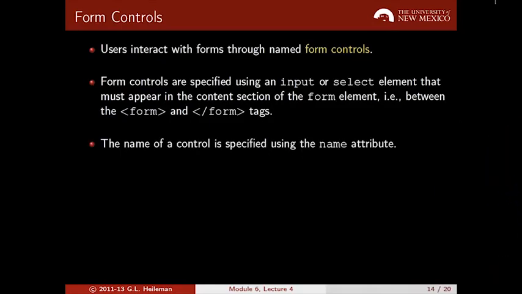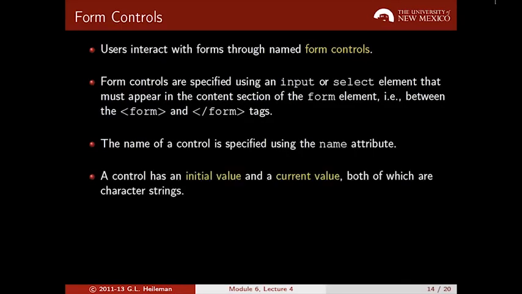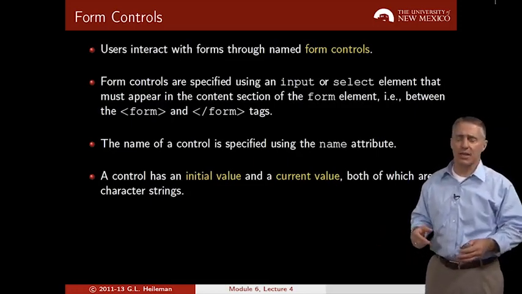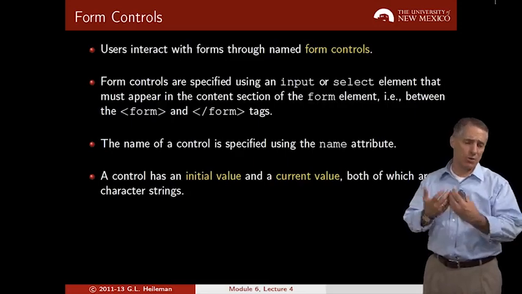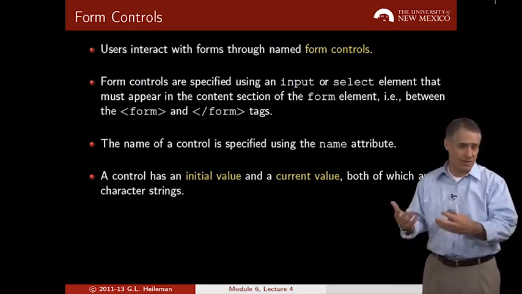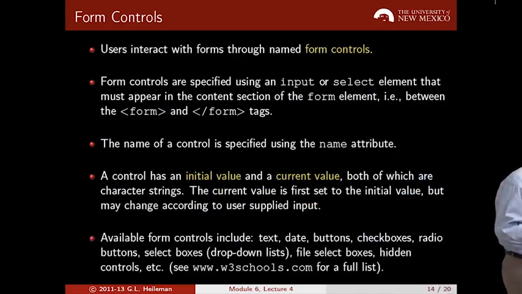The name of a control is specified using the name attribute. The name attribute can be important for the control, and you saw this in the previous example I gave you. I'll show you a few more examples in just a moment. But here's what happens with every control. Every control has an initial value and a current value, and both of these are character strings. So when you first open up the form, it has an initial value. If a user enters data, then that becomes the current value.